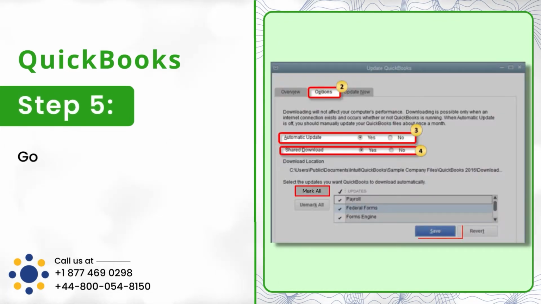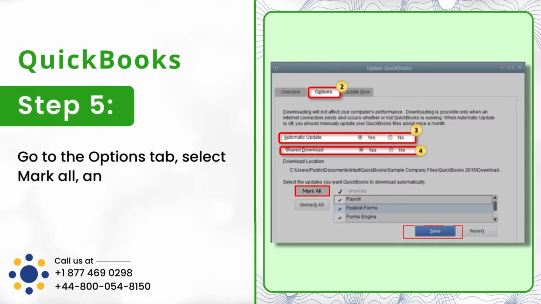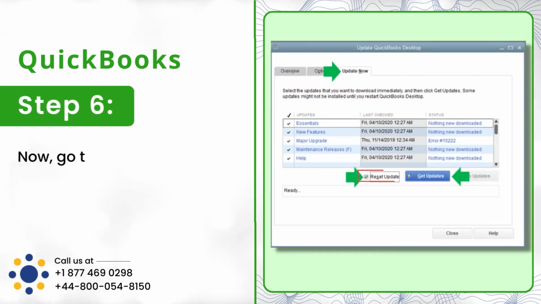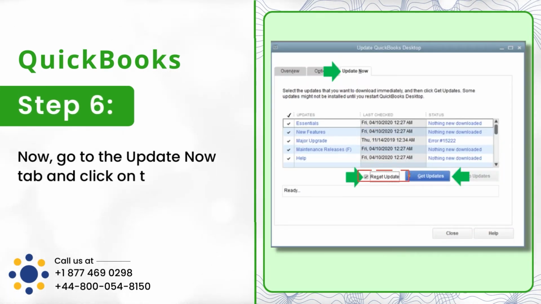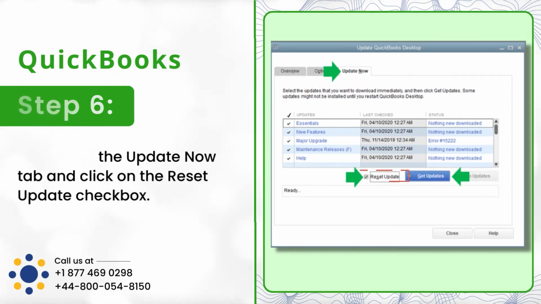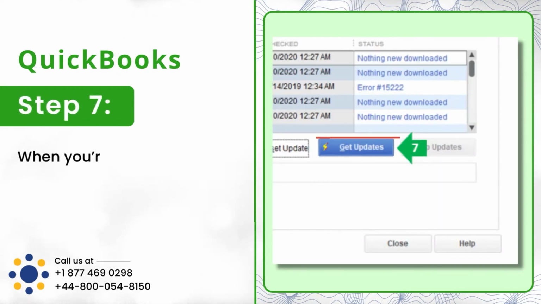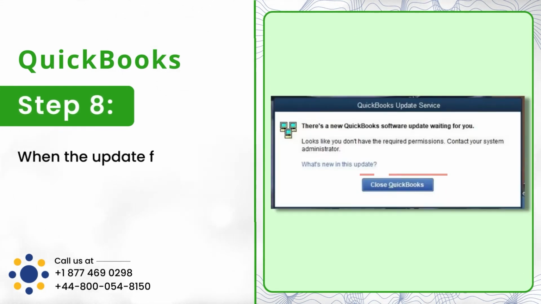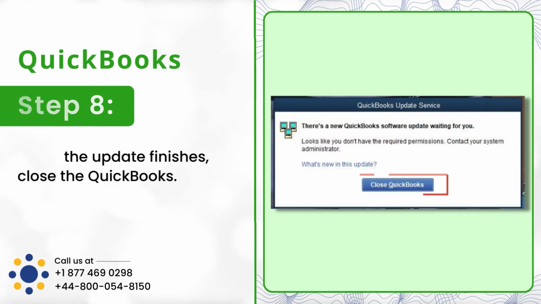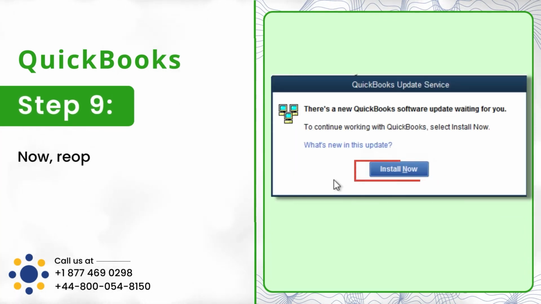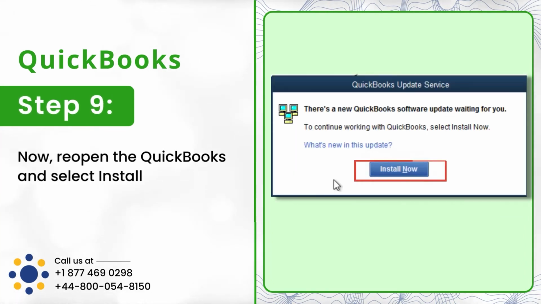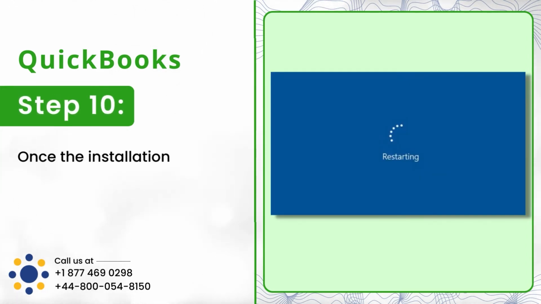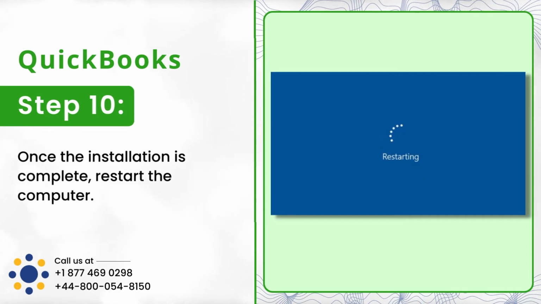Step 5, go to the Options tab, select Mark All and click on the Save button. Step 6, now go to the Update Now tab and click on the Reset Update checkbox. Step 7, when you're done, select Get Updates. Step 8, when the update finishes, close QuickBooks. Step 9, now, reopen QuickBooks and select Install Now on the pop-up. Step 10, once the installation is complete, restart the computer.